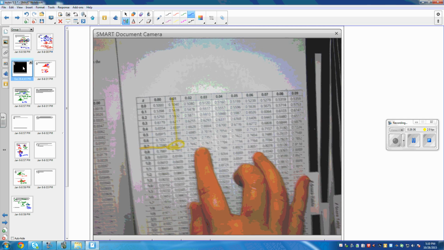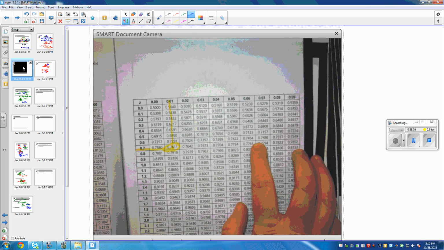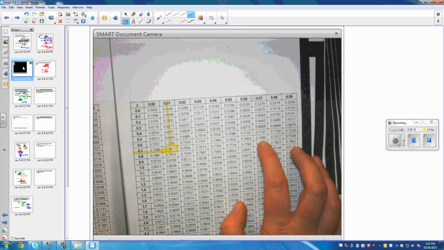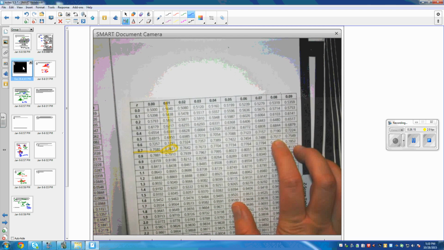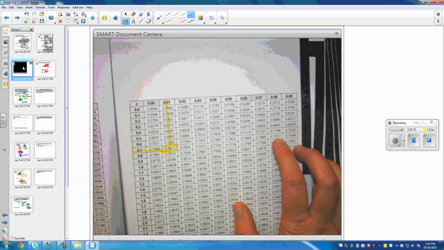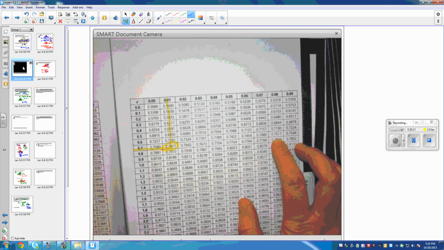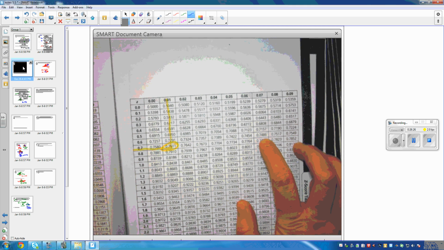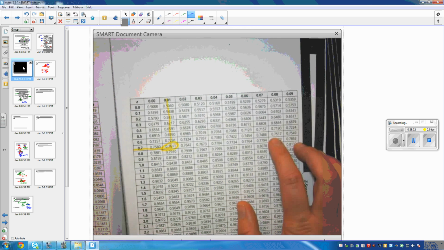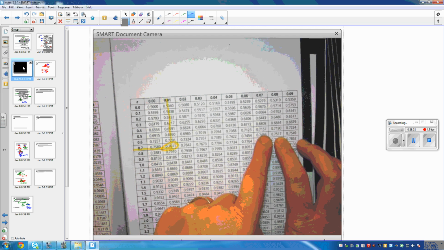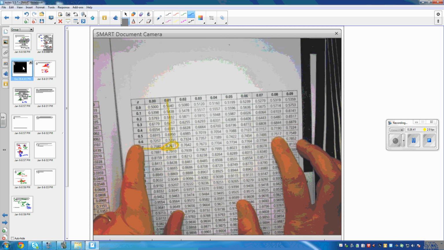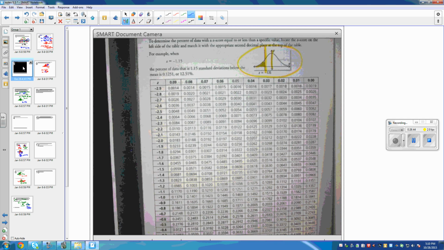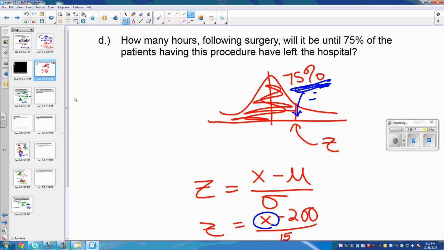Now, here's one thing to think about. We want to know when 75% have left. Well, here, this is 74.86%. Okay, not quite 75. So, for it to be 75%, you really should use the one that's 75.17, just because you know for sure 75% have left. So that's 0.68. Okay, so coming back here, that's when it's 0.68 for my Z-score. 0.68 for my Z-score, X minus 200 all over 15.